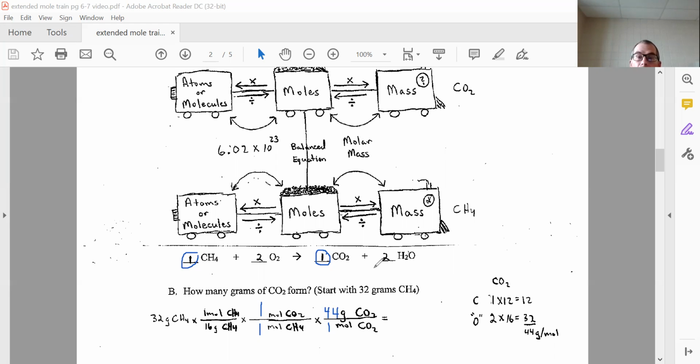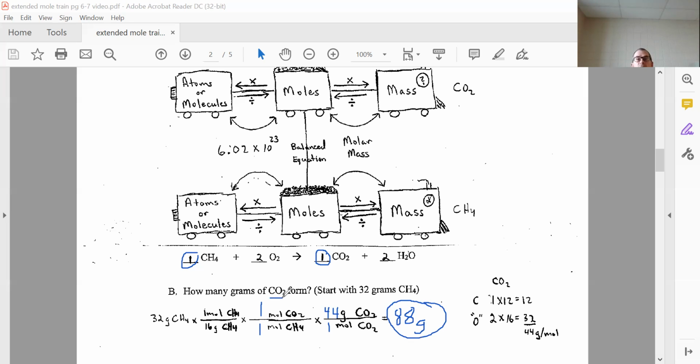32 divided by 16, just like in the other one. This time times 1 over 1, because that's your mole ratio. And then the last step is to multiply by the molar mass of CO2, which is 44. 32 divided by 16 is 2. Times 1 over 1 is still 2. Times 44 is 88. And it should be 88 grams of CO2.